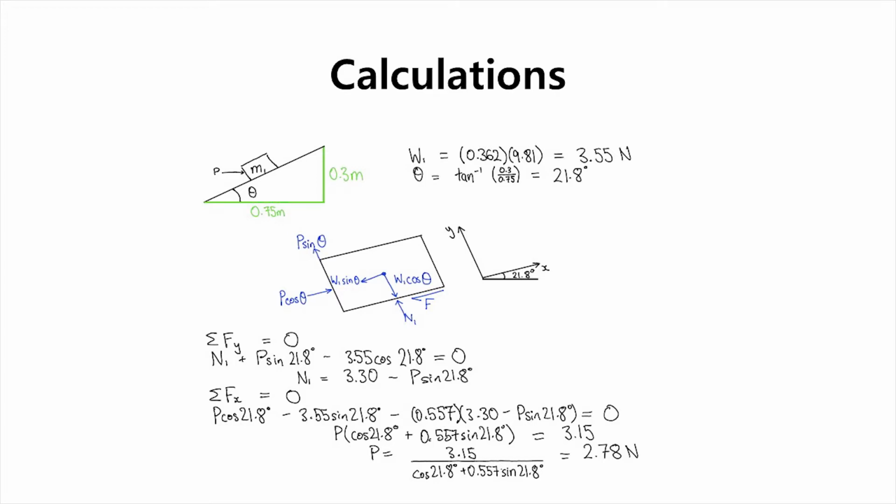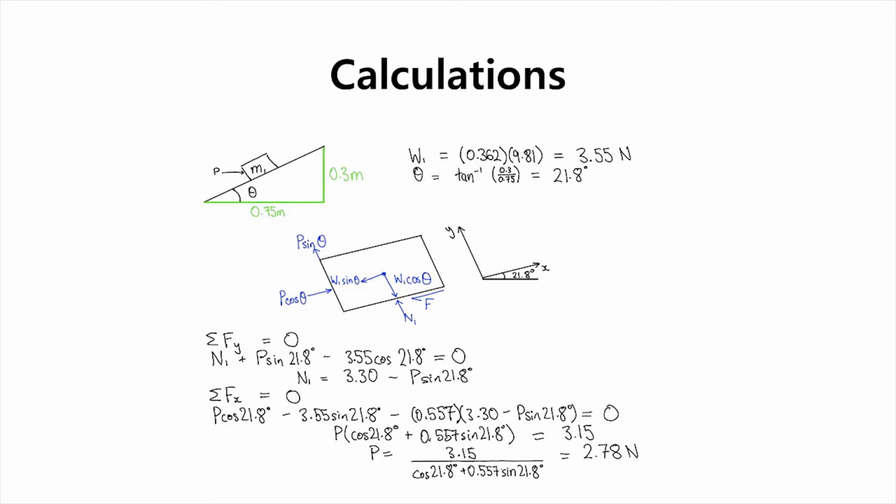First, we find the normal force by using the sum of forces in the vertical direction equal to 0. Therefore, N plus P sine 21.8 degrees minus 3.55 cos 21.8 degrees is equal to 0. Thus, rearranging for N, N equals 3.3 minus P sine 21.8 degrees.